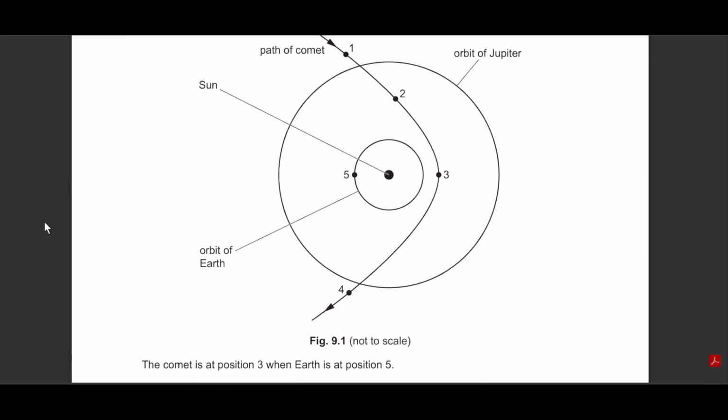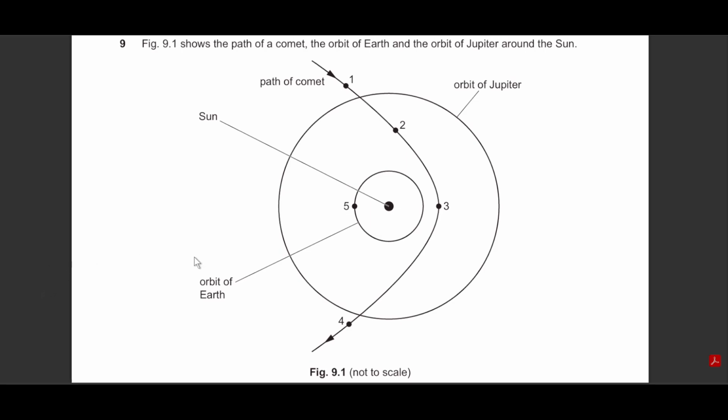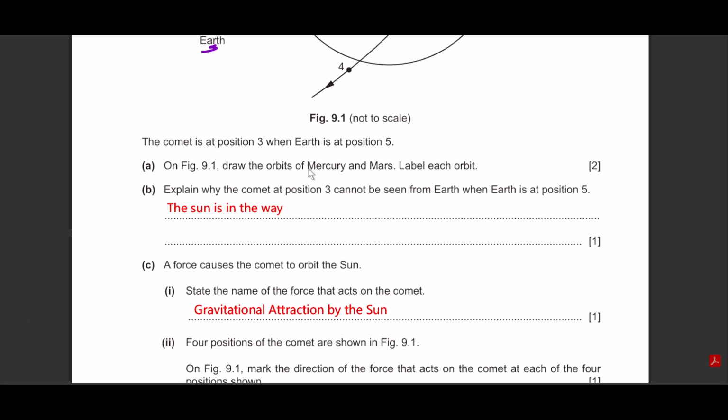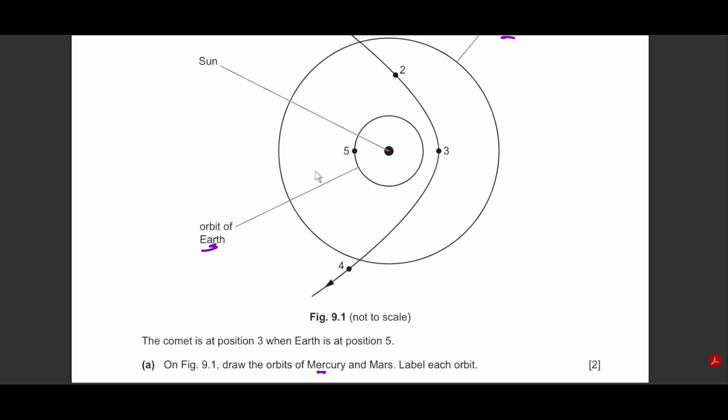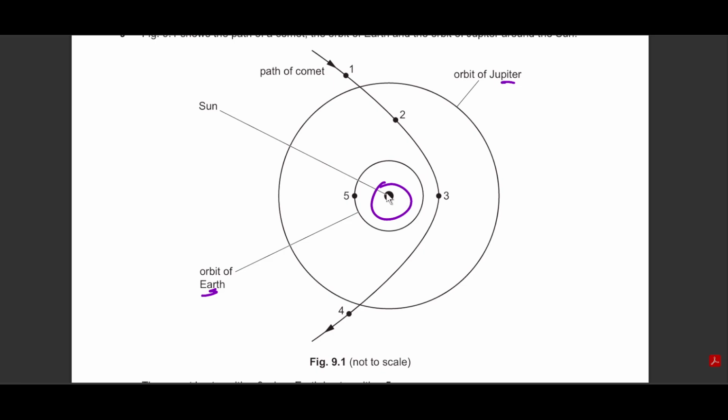Question 9, space physics. There's a comet coming in, there's a sun, there's Earth orbit, there's Jupiter. And the first question is to draw the orbits of Mercury and Mars. So Mercury will be on the inside. Please use a compass for them. Draw the circles more accurately. And Mars will be between Earth's orbit and this orbit. So Mars will be here. This is for Mars, and this is for Mercury.